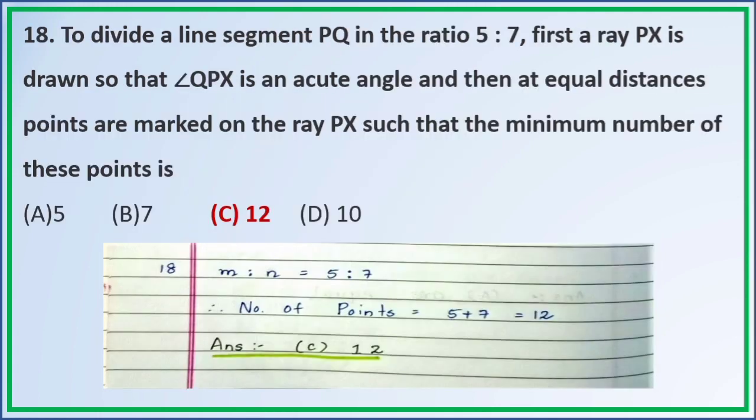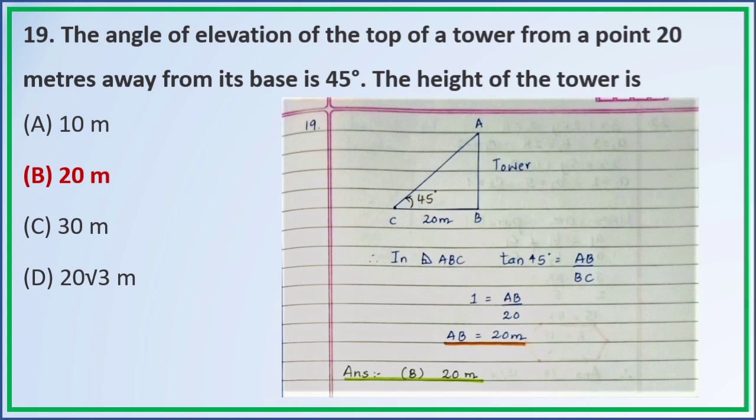Now, moving to the next question. To divide a line segment PQ in the ratio 5:7, first a ray PX is drawn so that angle QPX is an acute angle. Then equal distance points are marked on ray PX such that the minimum number of points is... Students, you remember when we draw an acute angle, we add the ratio, that is 5:7, which is 5 plus 7 equals 12. Therefore, the number of points is 12.